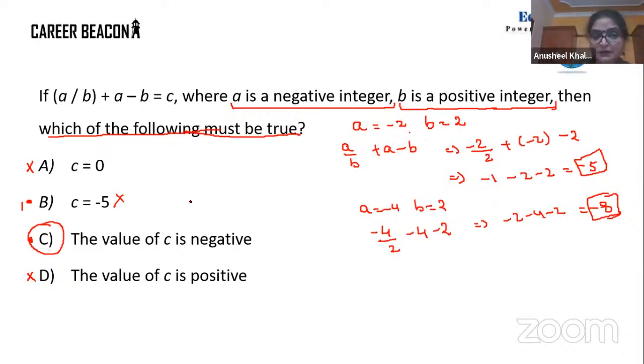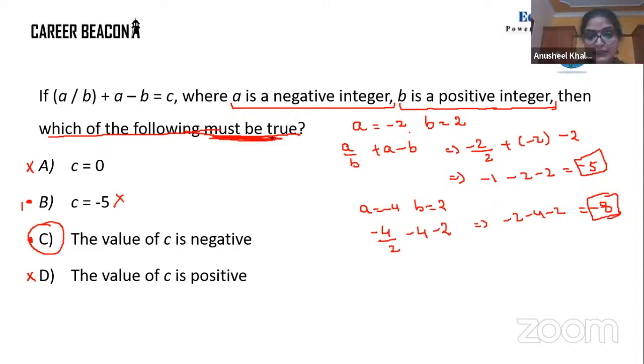So just remember that whenever you see variables and there is some condition given in the question, you must use numbers based on the condition, right? And whenever the question is asking for must be true, make sure you are plugging in more than once, right?